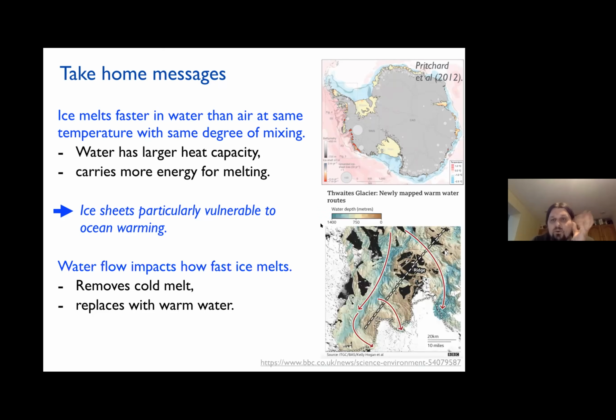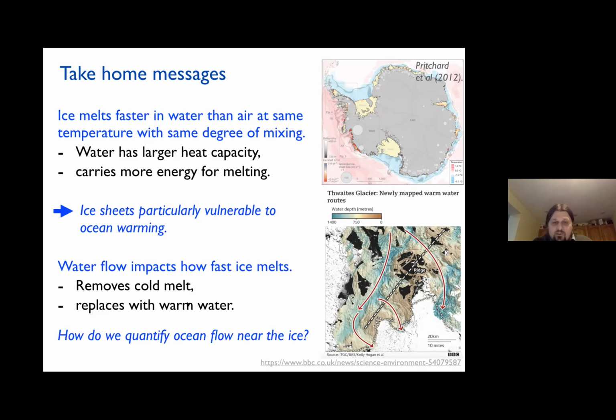The other thing we saw from our little ice cube experiment is that the water flow can be quite important for impacting how fast the ice melts. The reason for this is that if you're able to remove the cooled water away from the surface and replace it with warm water coming in, you generate quite a substantial, what's called a turbulent heat flux in towards the ice face.